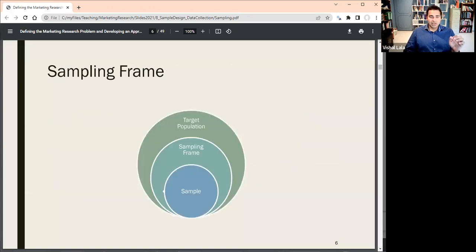Now, it is from the target population that one would ideally like to draw a sample. But as it turns out, you may not always be able to draw a sample from the target population. And so you might end up drawing a sample from a sampling frame. Let's understand the distinction out here.